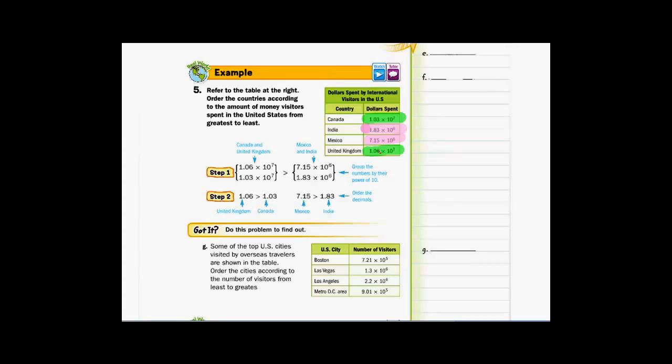All right? So my 1.06, which happens to go with the UK. That's going to be the greatest amount. Then it's going to be my other 10 to the 7th, which would be Canada at 1.03. Next, I look at my 10 to the 6th. And if I want the greatest one, now I look at the numbers. My 7.15, which would be Mexico. And then I have my 1.83, which is India.